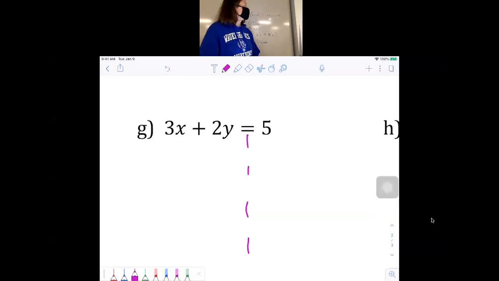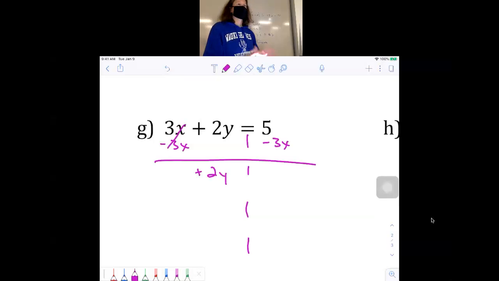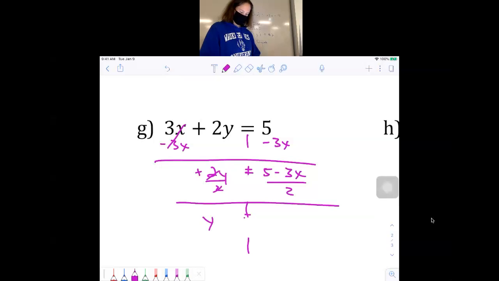Okay, so what do I do? You subtract 3x. And then you go from both sides. I get plus 2y equals, can I combine? No, it'd be 5 minus 3x. And you get to divide the whole thing by 2. Plus, still a minus. 5 over 2 minus 3 over 2x.